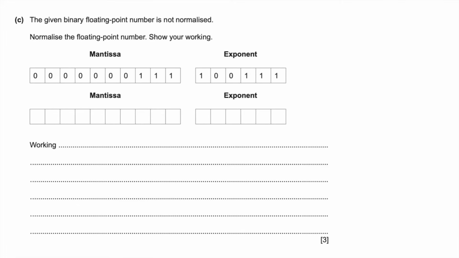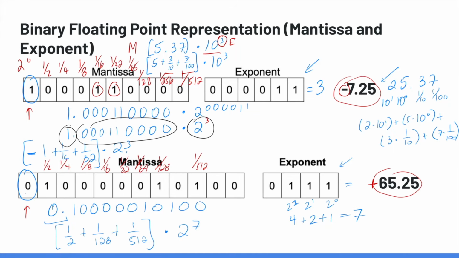So right here in this A-level problem, it says the given binary floating point number is not normalized. Normalize the floating point number, show your working. So if we go back to our previous example, a floating point number is normalized when, if it is negative, it starts like this, and when it is positive, it starts like this. So the first number and the second number are actually already normalized, and I intentionally chose such numbers so that I could illustrate this concept.